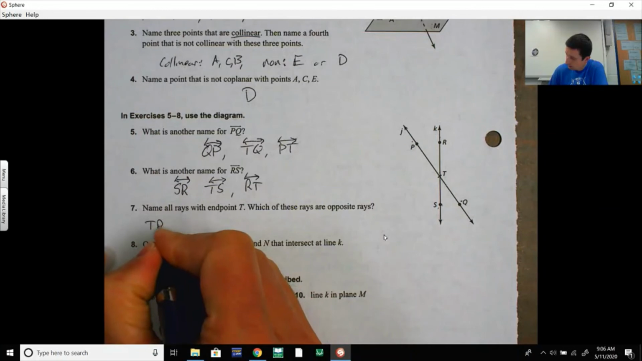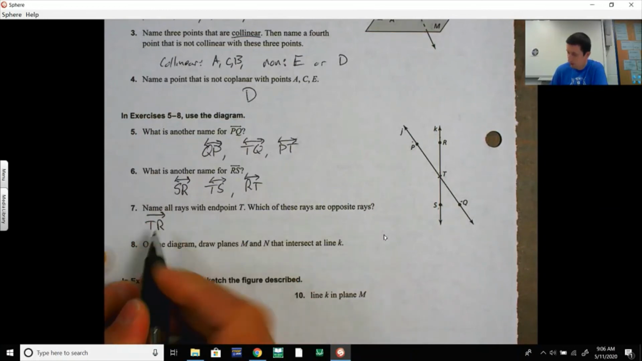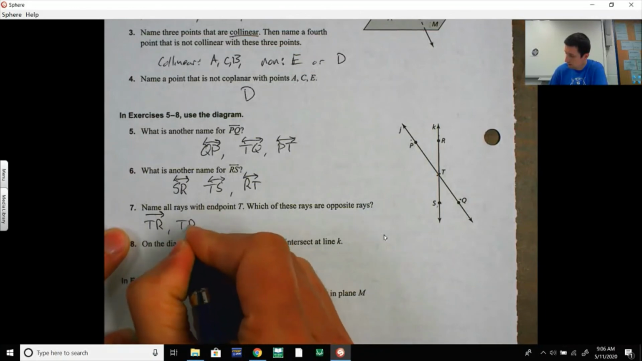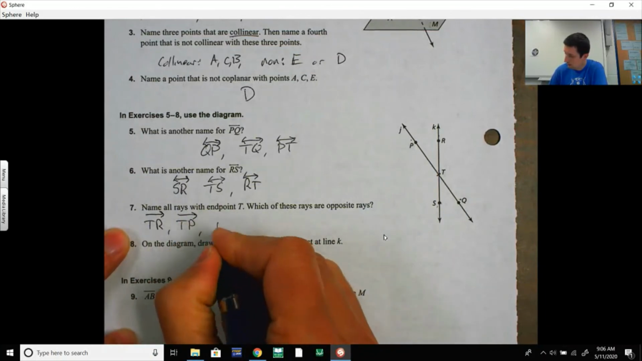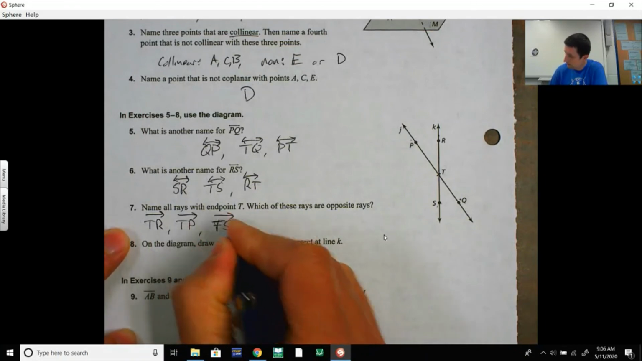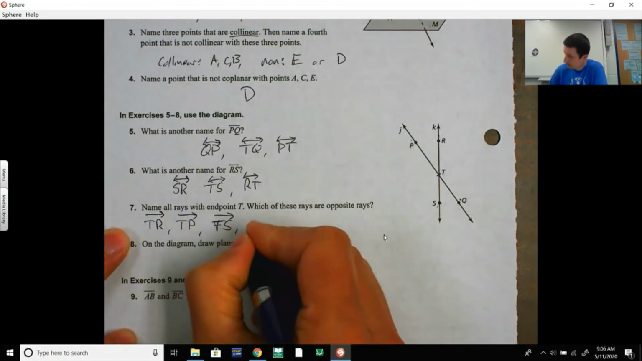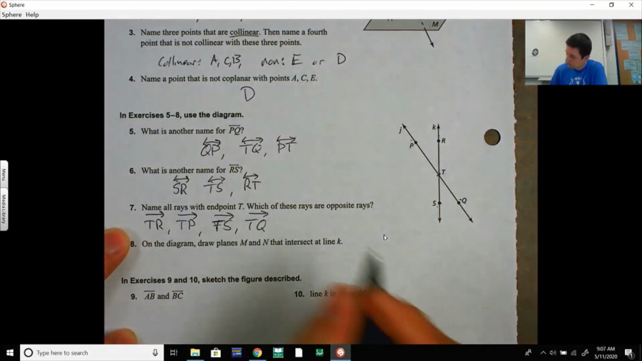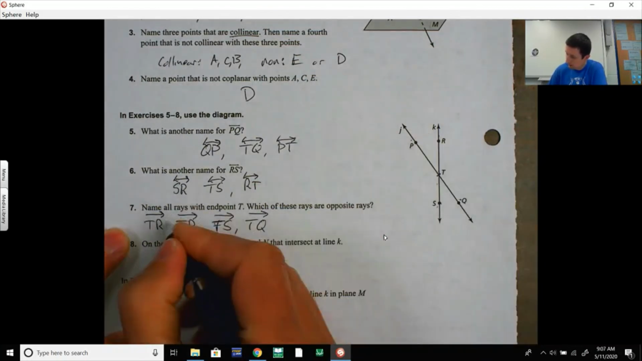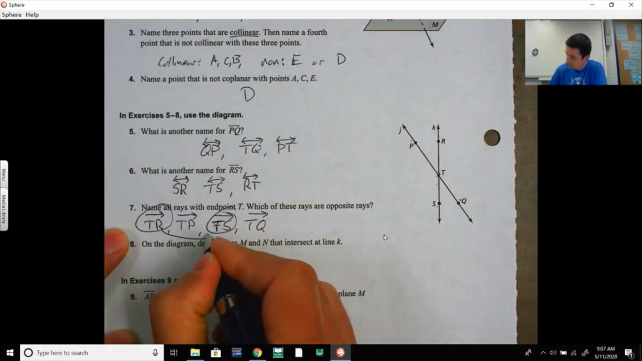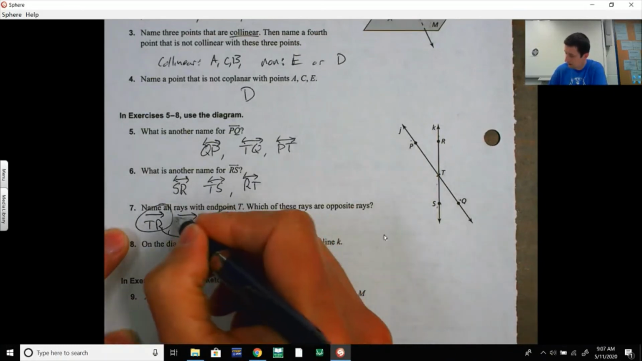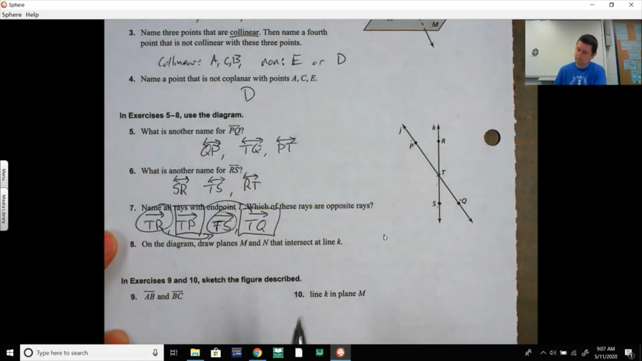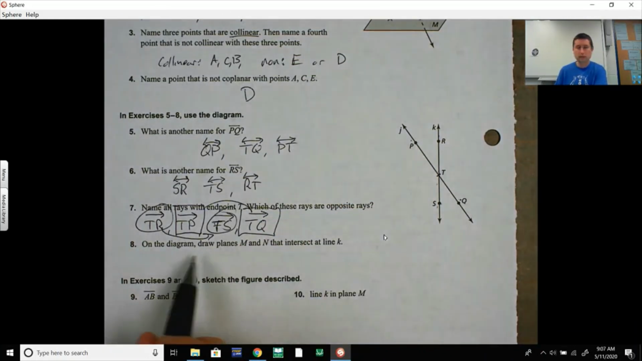So we have TR. Okay, I'm going to put a point, and it points to the right. TR, TP, TS, and TQ. Okay? So TR and TS are opposite rays. So those two are opposite rays. And then TP and TQ are opposite rays. Okay? Because they make the same line. T is between those 2 other points.